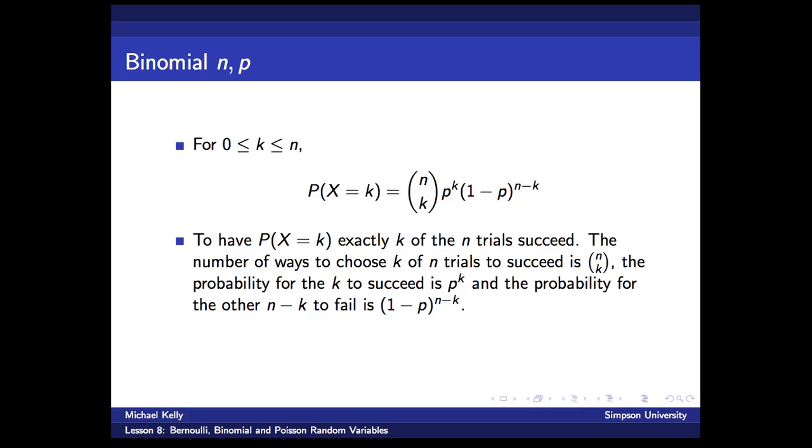Okay, so this is what I was explaining. To have the probability of x equal k, exactly k of the n trials succeed. And to choose those k trials in which we're going to succeed, the number of ways is n choose k. And for the successful trials, the probability is p, so we get p to the k. And then for the other failures, which would be the other n minus k trials that fail, each one has a probability of 1 minus p.